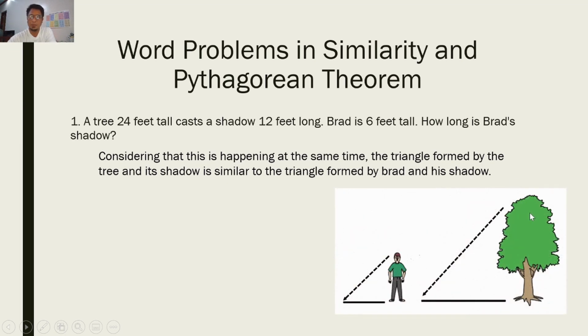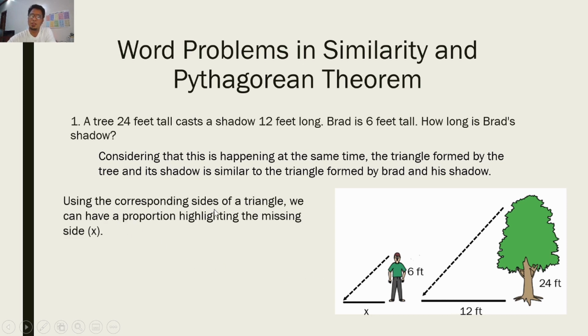Pakita natin. Ito yung tree. Ito si Brad. Lagay natin yung sukat. So 24 feet yung tree. 12 feet long yung kinast niyang shadow. Now si Brad, 6 feet tall. Gaano raw kahaba yung cast na shadow niya. So ito yan. Now if we will be taking a look at this one, we have two triangles. Similar. Ito corresponding part dun sa 24 feet. At yung shadow niya, corresponding side dito sa 12 feet. Sa shadow nung tree. So by using that, using the corresponding sides of a triangle, we can have a proportion highlighting the missing side, which is x. Paano yan?